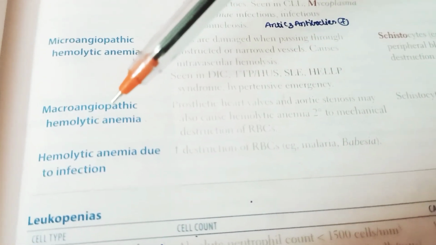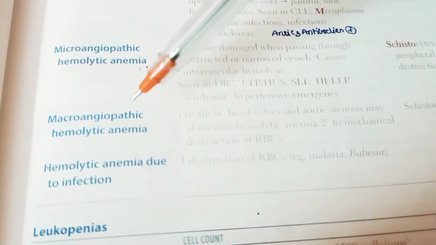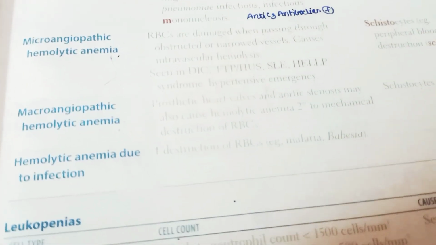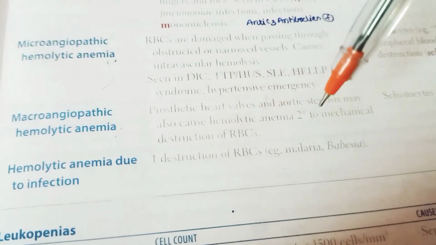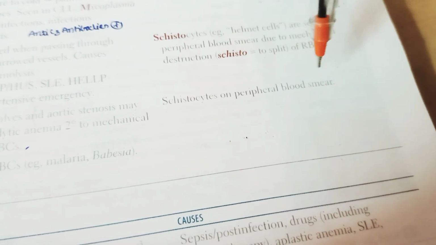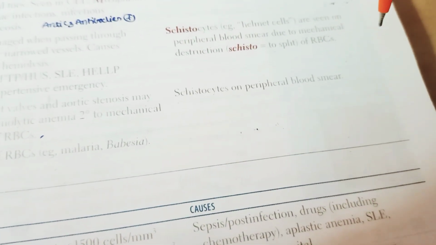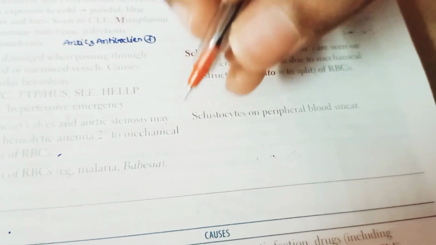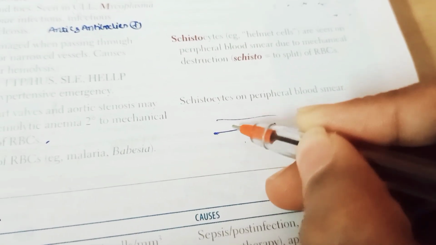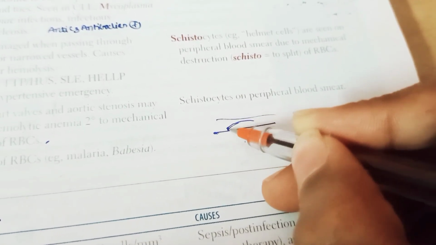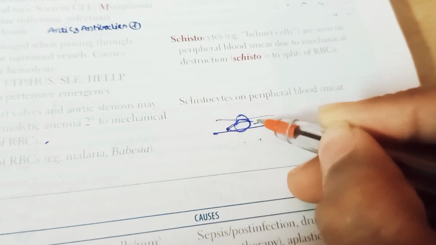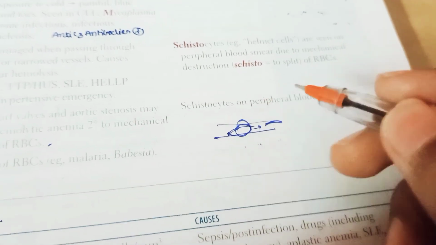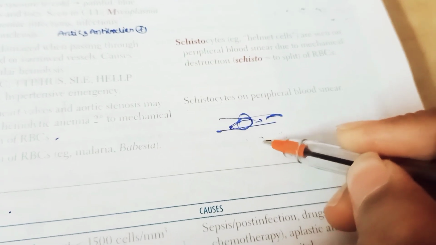Okay, and next coming to macroangiopathic, where the blood vessel is large but there is still hemolytic anemia. Why? Because a prosthetic heart valve or aortic stenosis may cause hemolytic anemia, through mechanical destruction of RBCs. Here also you can see schistocytes on the peripheral blood smear. Schistocytes are different from spherocytes, don't confuse them. Schistocytes means, for example, this is a blood vessel, and as the round cell passes through this narrow blood vessel, it will convert into cut pieces. That is schistocytes. Whereas spherocytes are RBCs that are already round, like a sphere.